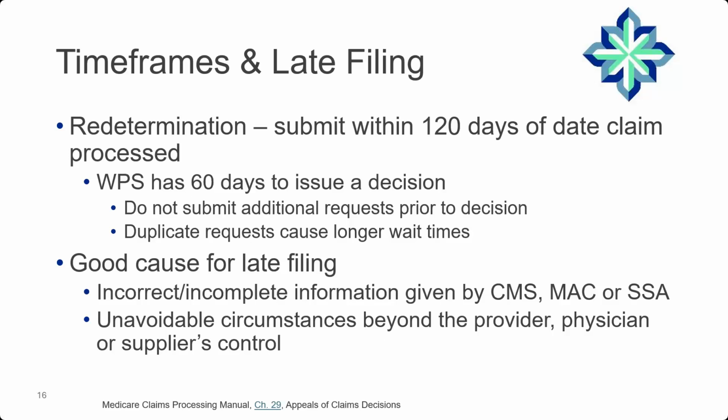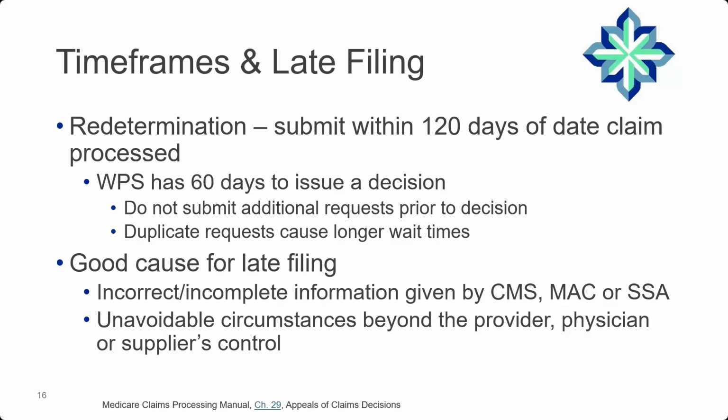For Level 2 reconsideration requests, you have 120 days from the date of receipt of the redetermination decision. However, if you are requesting the QIC to review a contractor's dismissal of a request for redetermination, that time limit for filing a request is 60 days from the date of receipt of the contractor's dismissal notice. Please submit your second level request to the appropriate QIC, which will be listed on your redetermination decision letter.